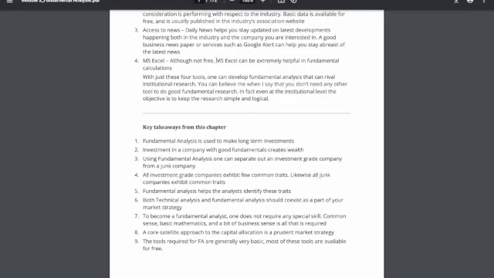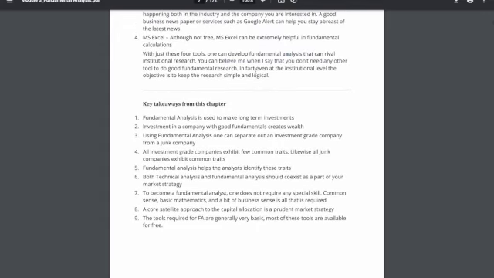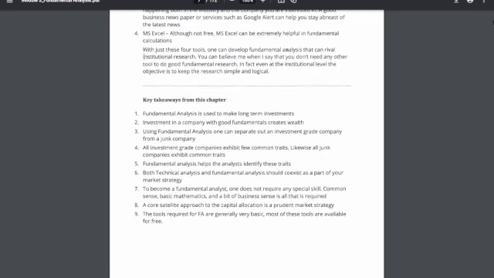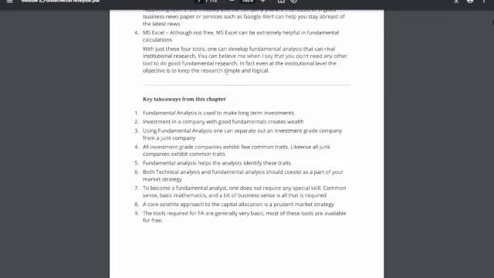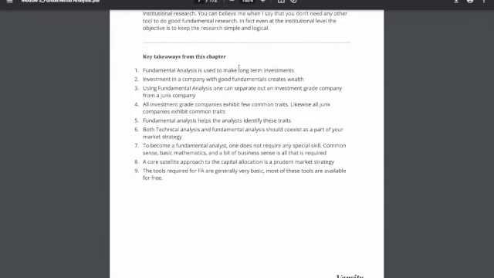So spreadsheets can be extremely helpful in fundamental calculations because a lot of times you don't have to do the basic arithmetic. You can use formulas to add up some things and to find means, the average, and to find a standard deviation for volatility purposes. So with these four tools, one can develop fundamental analysis that can rival institution research. So you can conduct due diligence yourself and at an institutional level.